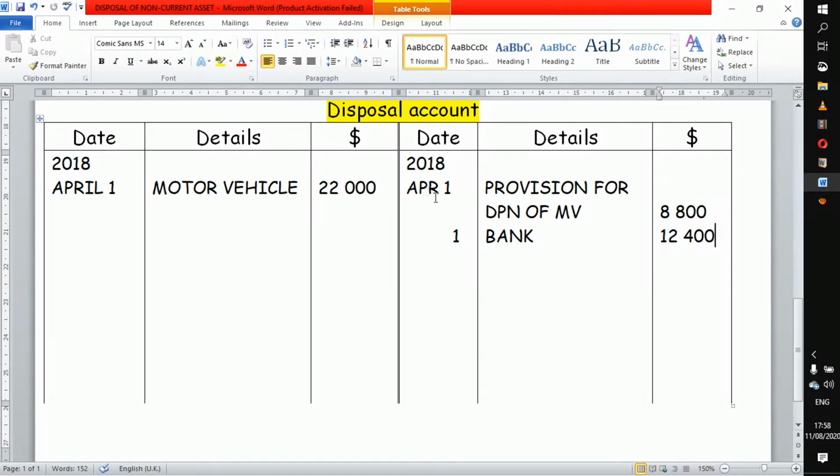So the next step is to compare the two sides to see if they are equal. Now this is 22,000. This total is 21,200. So there's a shortfall on this side of 800. So we insert the shortfall, but we have to describe it. What is this shortfall? This is the amount that we transfer to the income statement. But this amount is described as the loss on disposal.